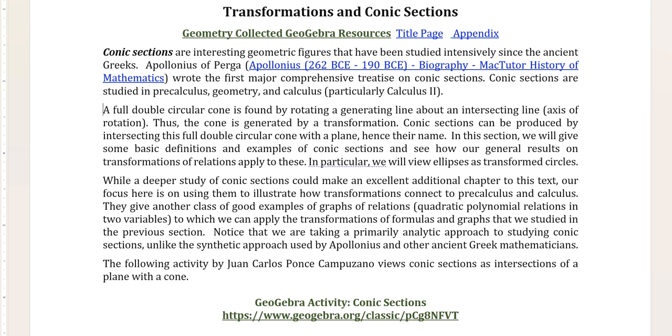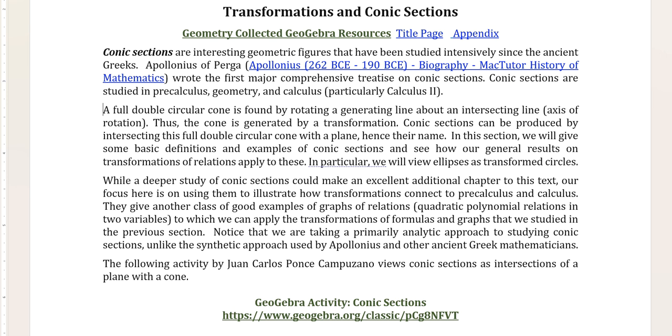In this section, we will give some basic definitions as examples of conic sections and see how our general results on transformations of relations apply to these. In particular, we will view ellipses as transformed circles. While a deeper study of conic sections could make an excellent additional chapter or playlist for this text, our focus here is on using them to illustrate how transformations connect to precalculus and calculus.